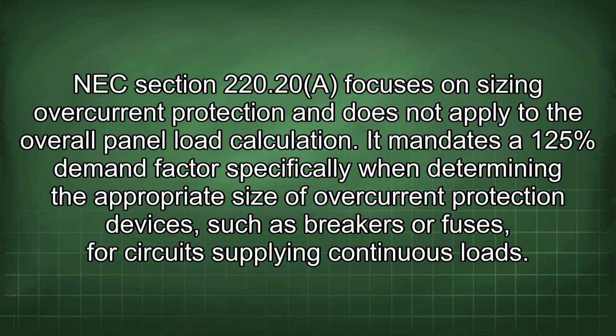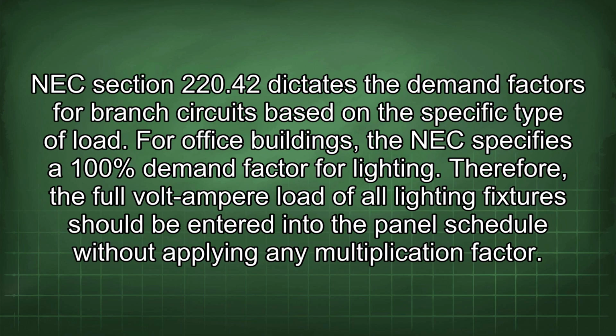NEC section 220.20 focuses on sizing overcurrent protection and does not apply to the overall panel load calculation. It mandates a 125% demand factor specifically when determining the appropriate size of overcurrent protection devices, such as breakers or fuses, for circuits supplying continuous loads. NEC section 220.42 dictates the demand factors for branch circuits based on the specific type of load. For office buildings, the NEC specifies a 100% demand factor for lighting.